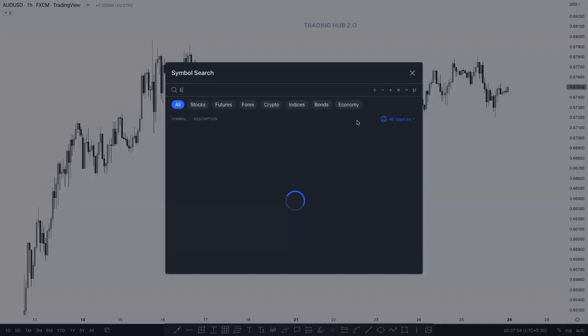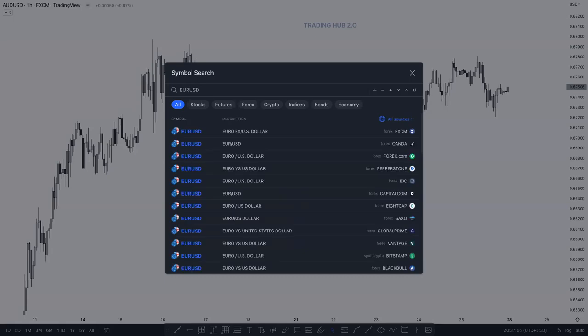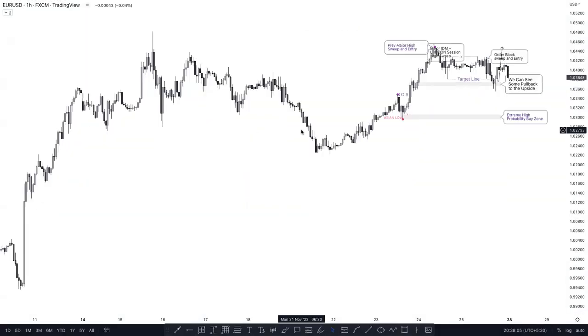Okay, everyone. First of all, we start from the major pairs: Euro USD, GBP USD, Gold, Bitcoin, Nifty, Bank Nifty, and a few other requested pairs. So let's quickly recap Euro USD in the higher time frame.